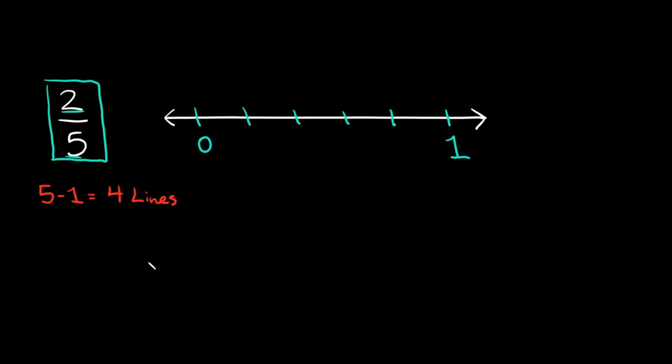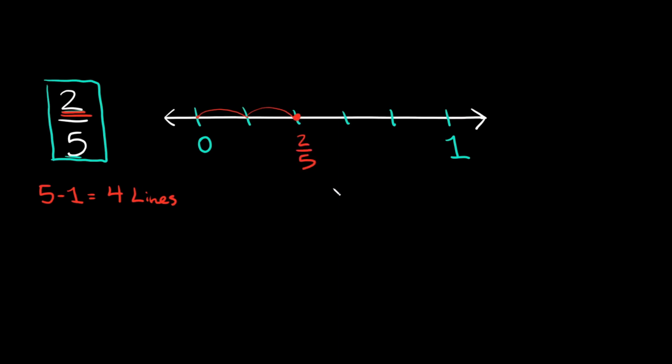Okay, so where are we going to plot our point? Well, again, that's what the numerator is for, okay? It's going to tell us how many spaces we move. So in this case, we're going to move 2 spaces, okay? So we're going to start at 0, and we're going to move 1, 2, okay? Boom, right there. That is 2/5.